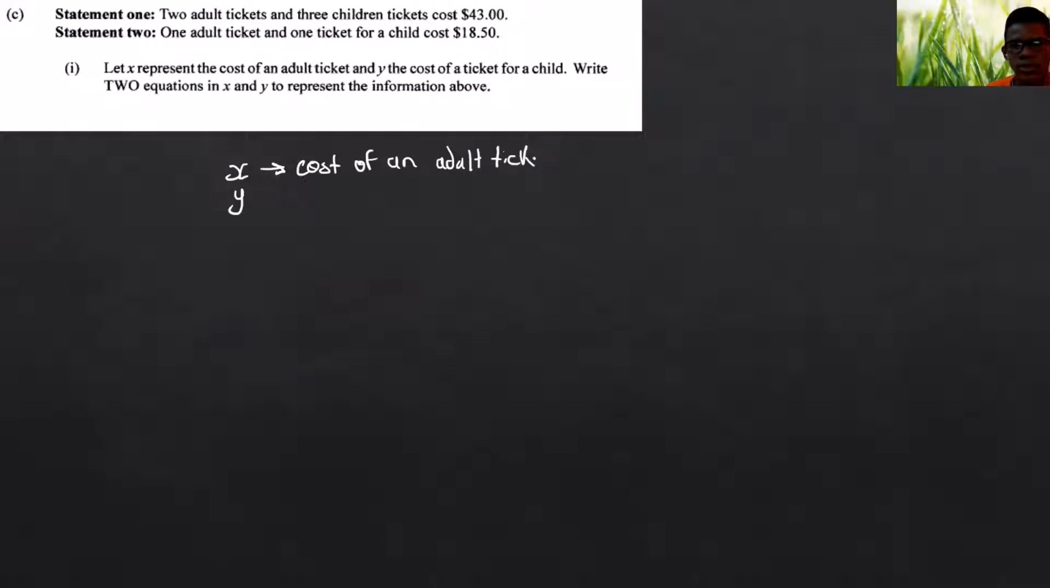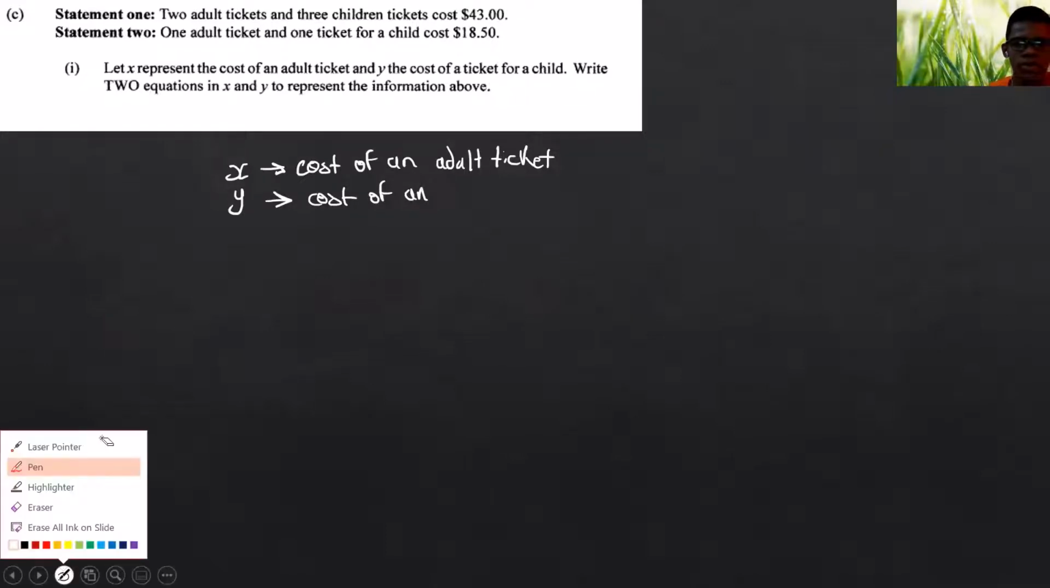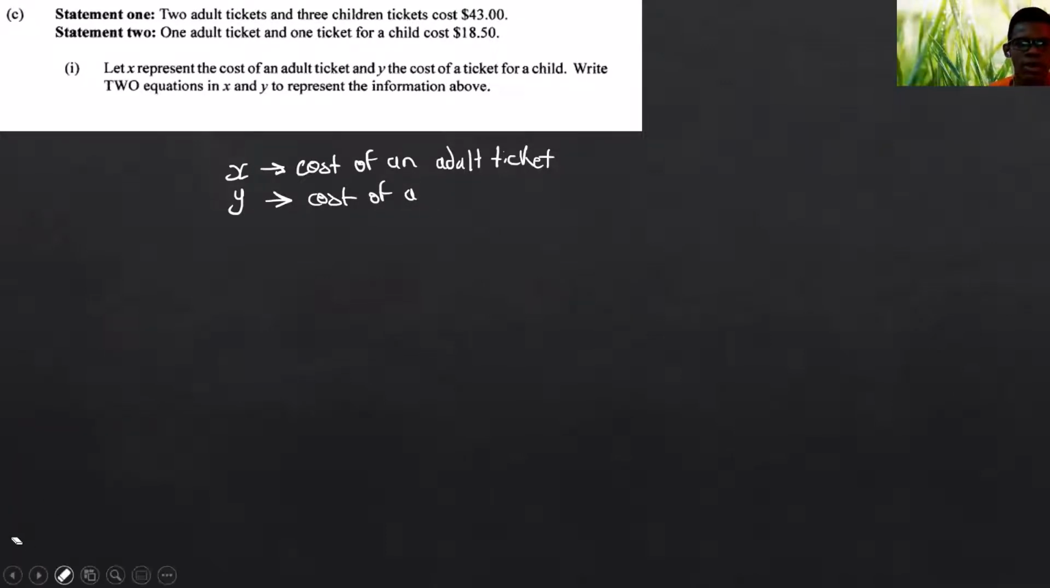It's X, and Y represents the cost of a children ticket. They have it in different words, cost of an adult ticket and the cost of a ticket for a child, but I'm just going to call that a child ticket, which is the same thing. So let X be the cost of an adult ticket and Y be the cost of a child ticket, and see if you can put these two statements into an equation.